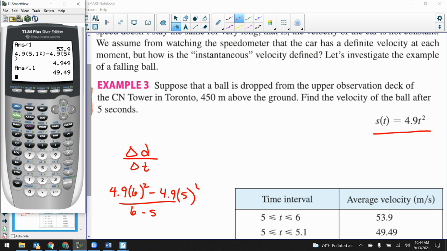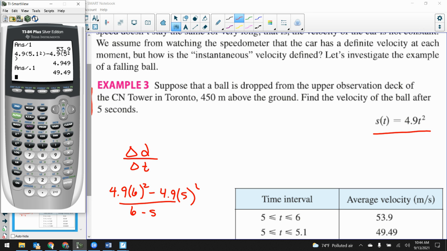49.49. Next. This might seem like kind of a dumb question, but why don't you just do 4.9 times 5 squared and then just divide that by 5? Why do you have to find the average between them? Because dividing that by 5 would give you the average velocity over the whole course of 5 seconds.